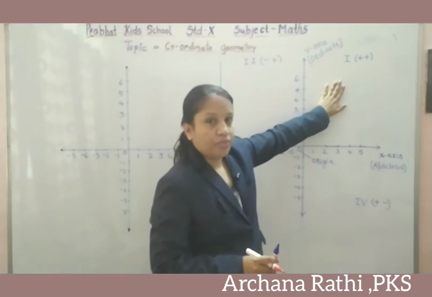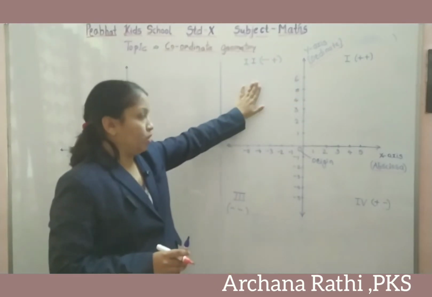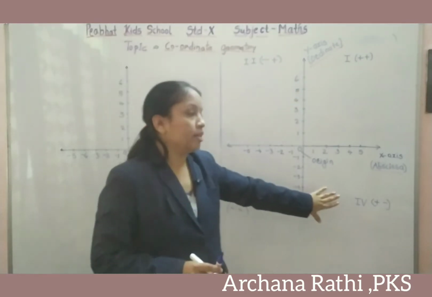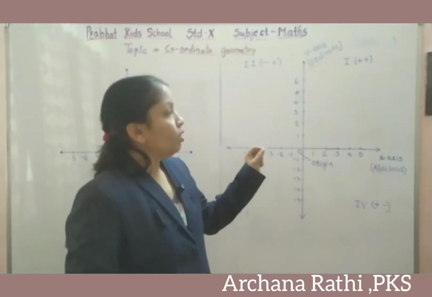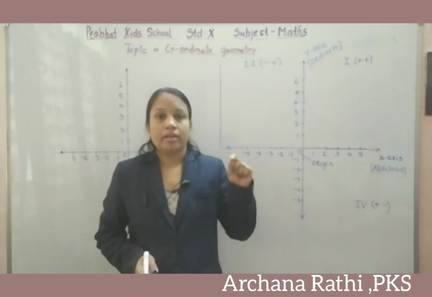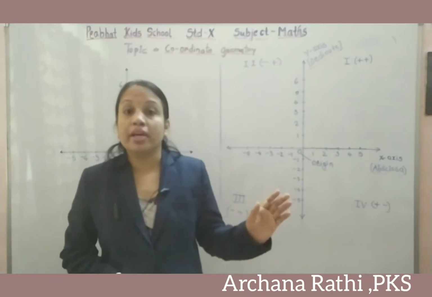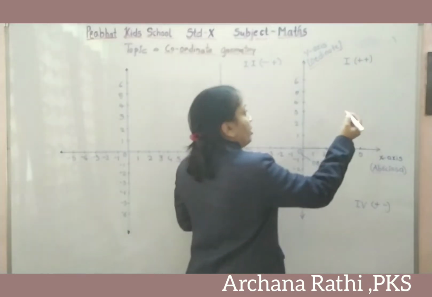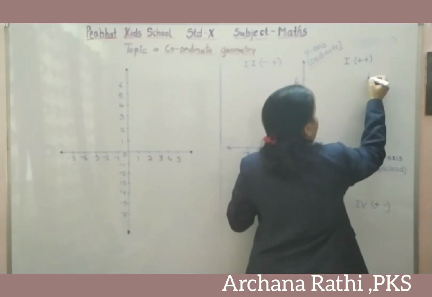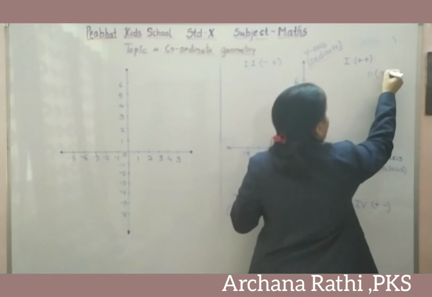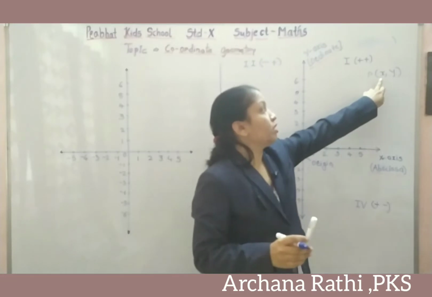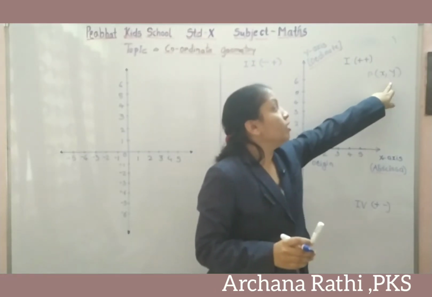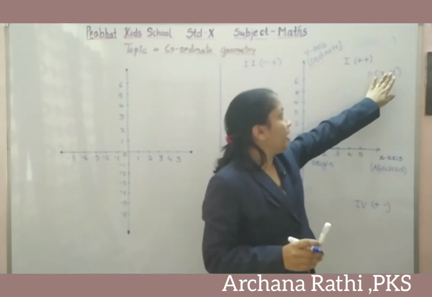Now this is called the first quadrant, this is the second quadrant, this one is the third quadrant, and this is the fourth quadrant. Also you have learned how to plot a point in this Cartesian plane if its coordinates are given. The coordinates of any point P are given in the form of an ordered pair (x, y). Means you write first the x coordinate and then the y coordinate, that you have already learned.